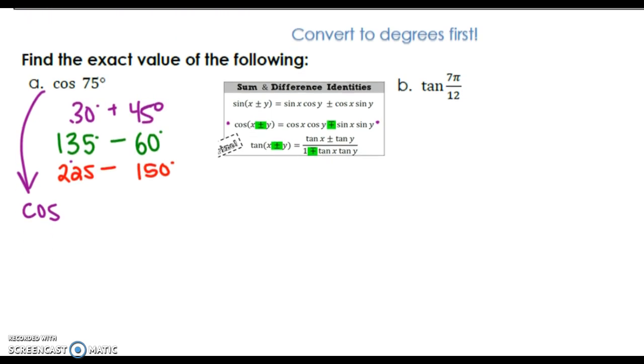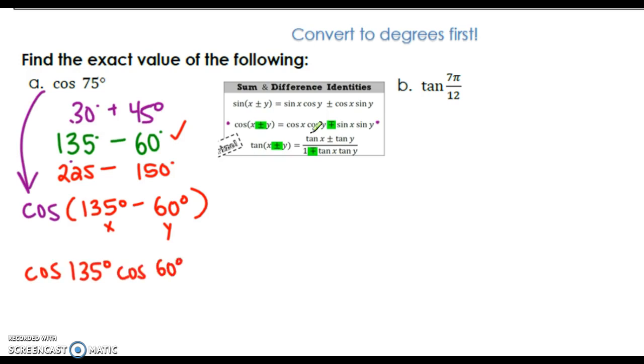What I would like to do is we're going to actually do this one. We're going to do cosine of 135 degrees minus 60 degrees. When we use our identities, this would be my x, this would be my y. It's going to be cosine of 135 degrees times cosine of 60 degrees. And I'm really just looking right up here. This is subtract, so that means we're going to make this into plus. Sine of 135 degrees, sine of 60 degrees.